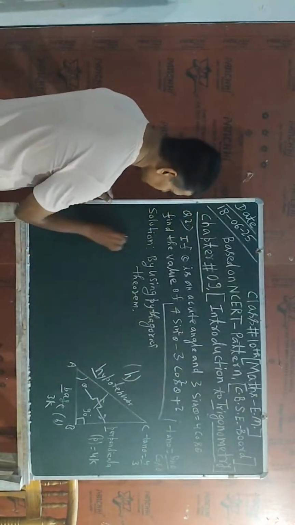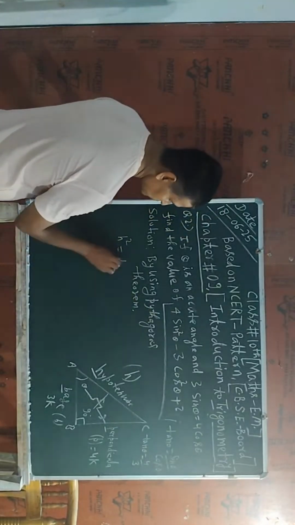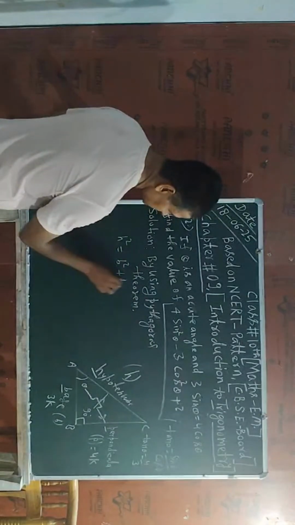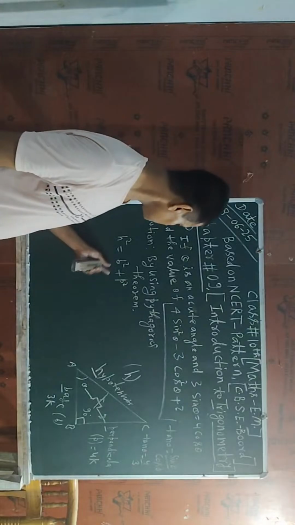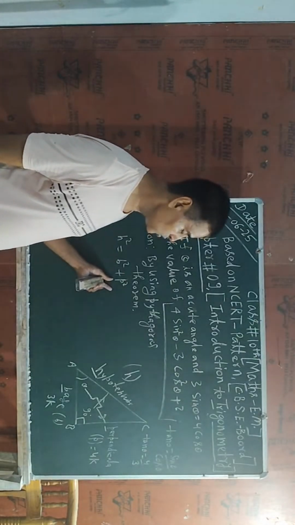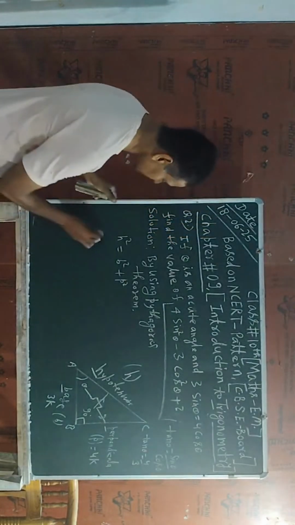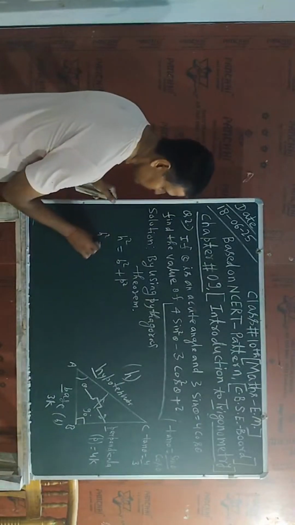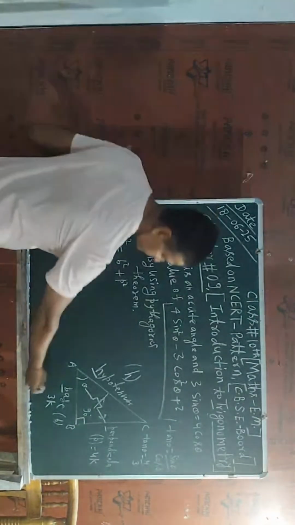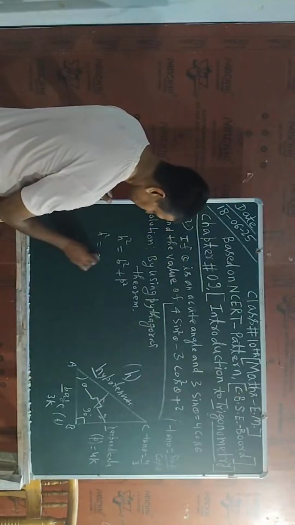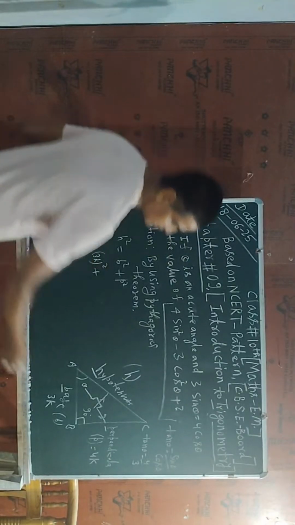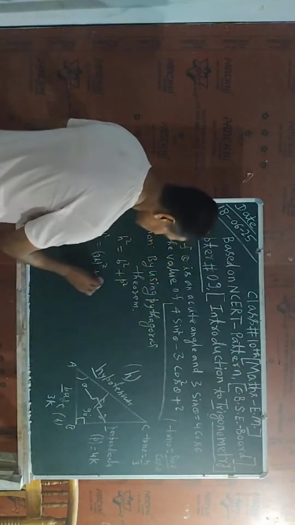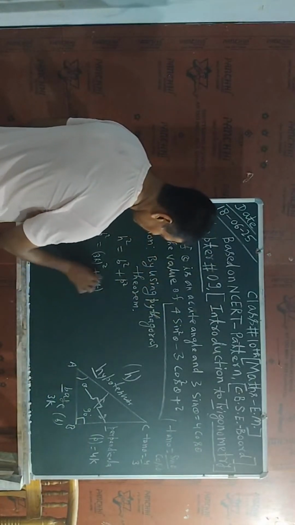So Pythagoras theorem is saying h square is equal to b square plus p square. It means that the hypotenuse's whole square is equal to the base's whole square plus the perpendicular's whole square. So I have to get the value of h square. Now the value of b is 3k, so here I will write 3k whole square, and the value of p is 4k, so here I will write 4k whole square.